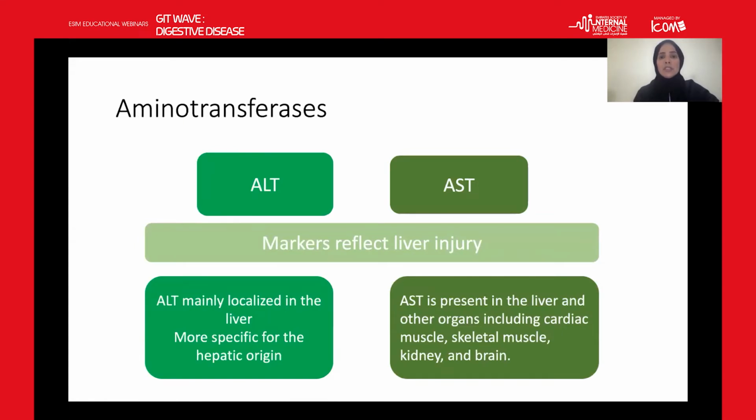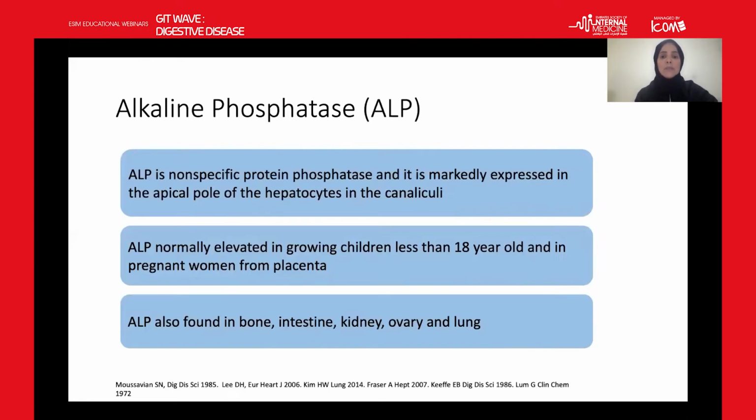The aminotransferases ALT and AST are the markers most often used and followed. ALT and AST reflect injury of the hepatocyte, or liver injury. ALT is mainly localized in the liver, and it is the most specific enzyme of hepatic origin. While AST is from the liver, we can also find it in other organs such as cardiac muscle, skeletal muscle, kidney, and brain.